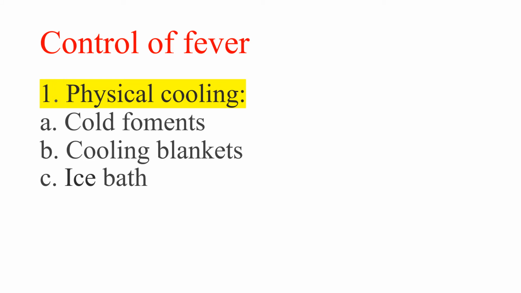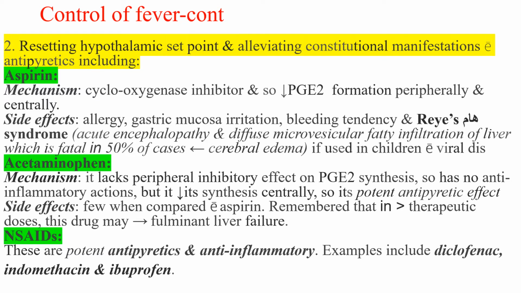Control of fever: physical cooling, cold compresses, cooling blankets, ice bath. Control of fever continued: resetting the hypothalamic set point and alleviating constitutional manifestations with antipyretics, including aspirin. Mechanism, which we mentioned before: cyclooxygenase inhibitor. So aspirin is a cyclooxygenase inhibitor and so decreases prostaglandin formation peripherally and centrally.